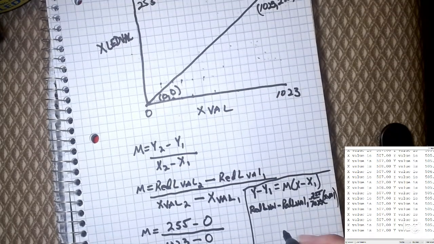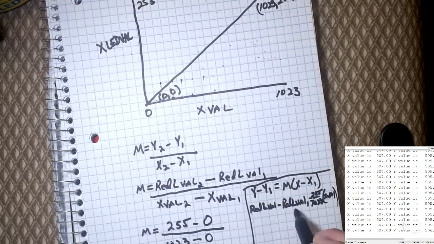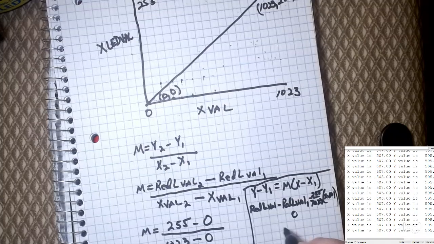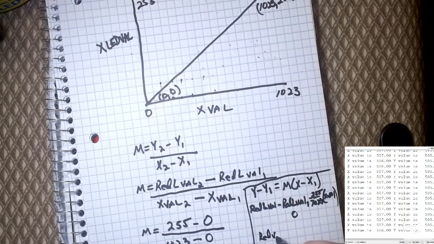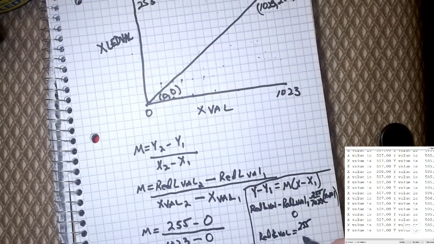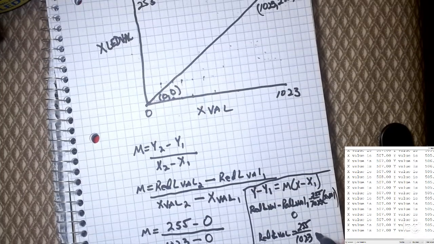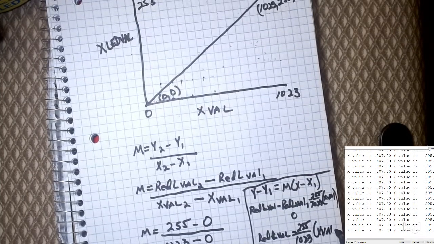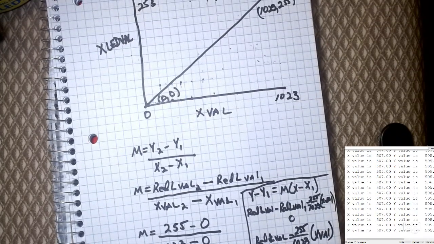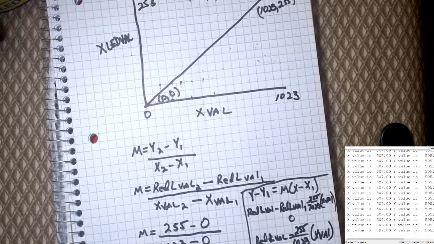So if I rewrite this, red value 1 is also 0. So if I rewrite this, red LED value is equal to 255 over 1023 times X value. And so we'll need to put that in our code to be able to vary or dim the LED. So let's do that.